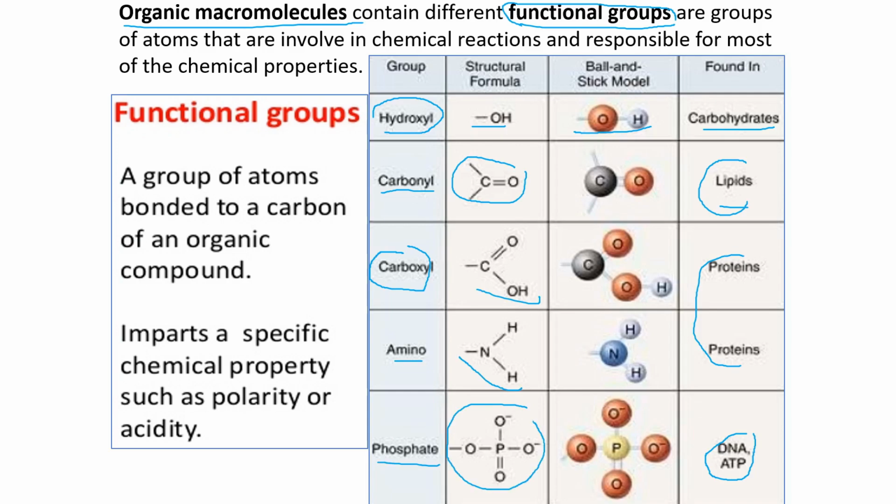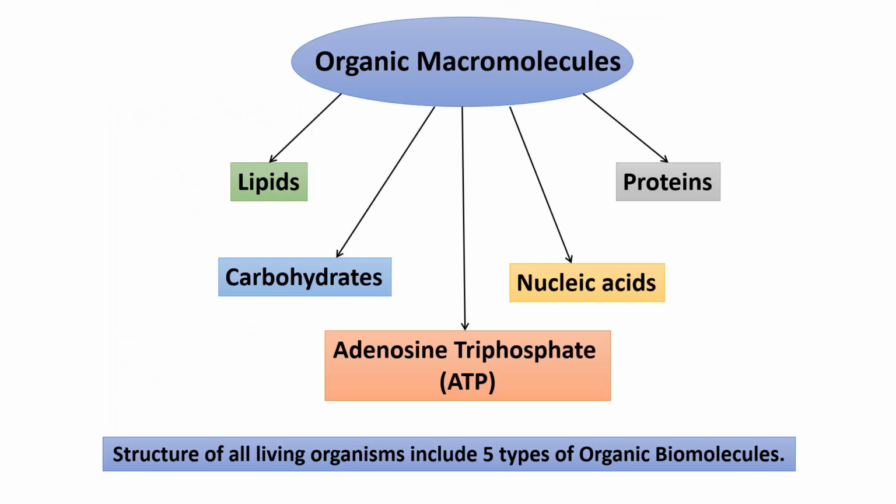Functional groups are groups of atoms bonded to a carbon of an organic compound, and they impact specific chemical properties such as polarity or acidity. Functional groups are groups of atoms that are involved in chemical reactions, and they are responsible for most of the chemical properties. So the functions of these different macromolecules are different because they have these special, different types of functional groups.